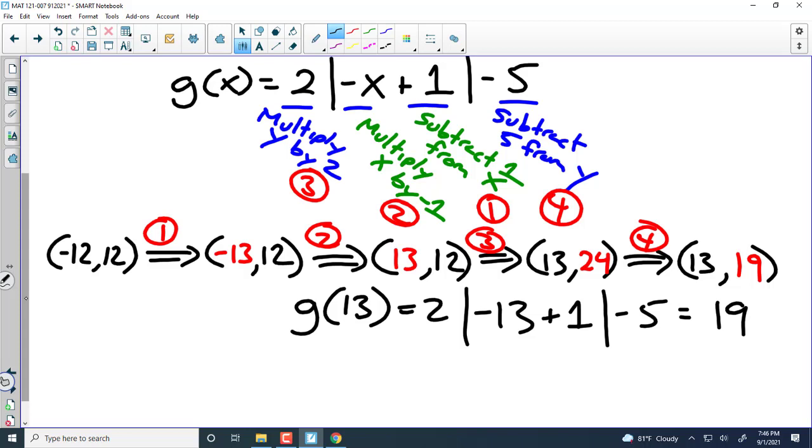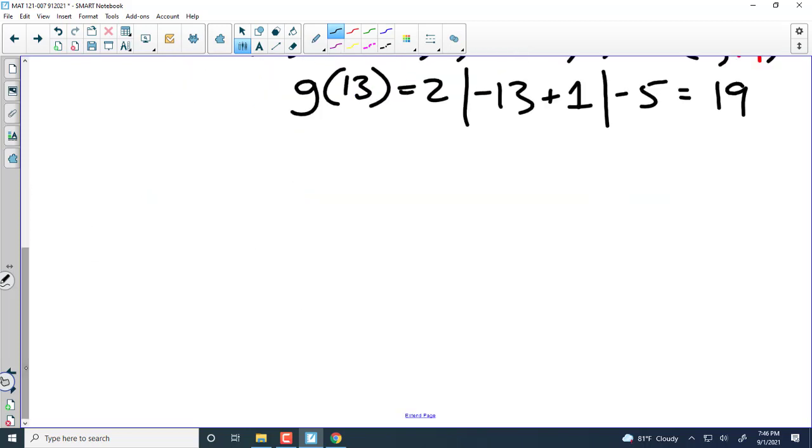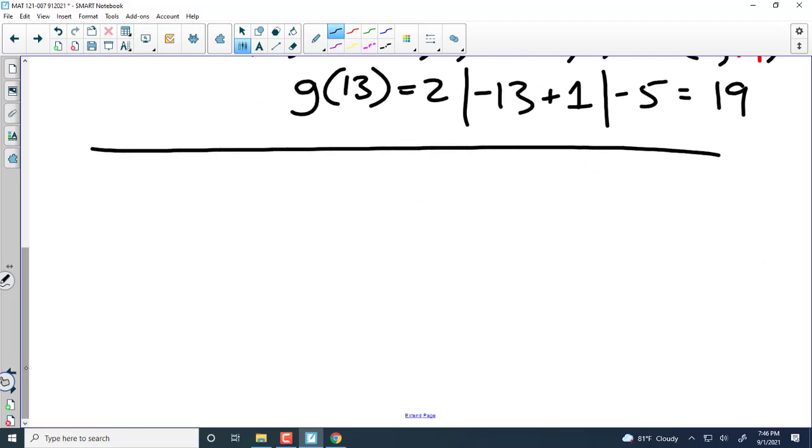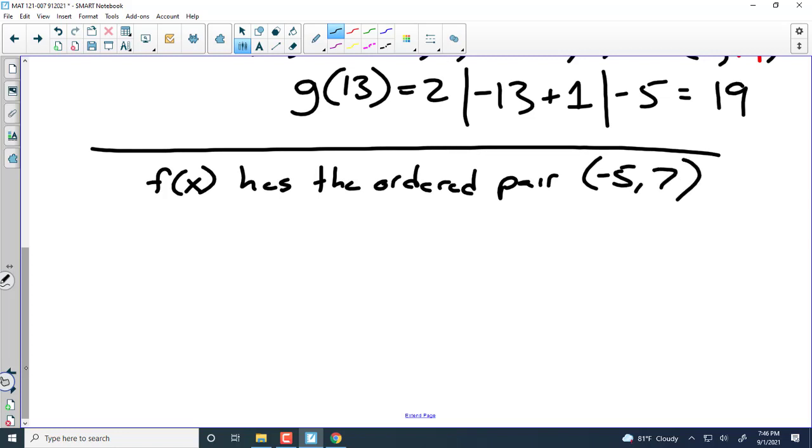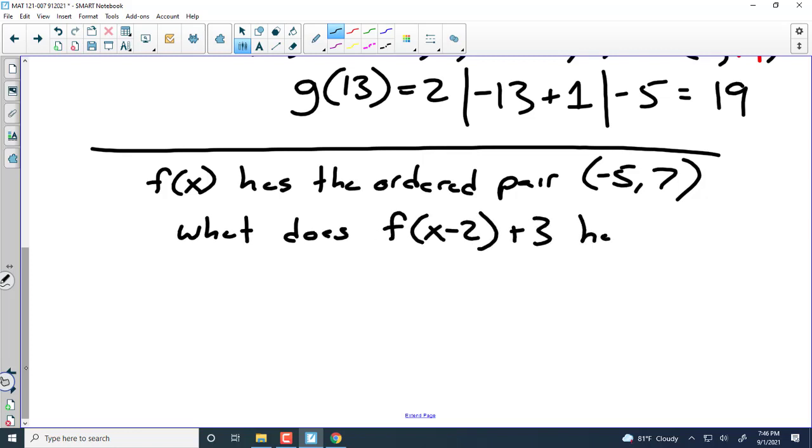All right. I know I'm low on time, but I still have time to do a couple more quick things here. What did I say? Did I say there were mystery functions also? Look at this. F of x has the ordered pair -5, 7. I don't know what that function is, f of x. I just know it has that ordered pair. But what does this one have?